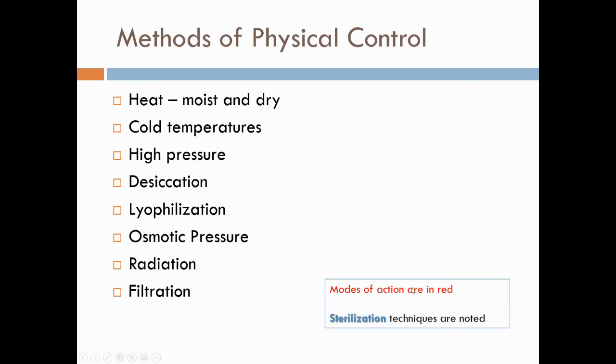So as we go through these slides, the modes of action, how does this disrupt the bacteria, are going to be written in red. If the method is able to sterilize, meaning it is able to eliminate endospores as well, it'll be noted. So you want to pay attention. Those are important things to know. So look at heat, both moist and dry heat, cold temperatures, high pressure, desiccation, lyophilization, osmotic pressure, radiation, and filtration.